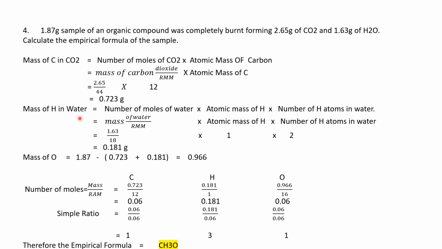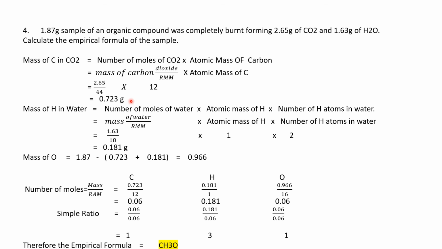Similarly, mass of hydrogen in water is equal to number of moles of water into atomic mass of hydrogen into number of hydrogen atoms in water. Number of moles of water is equal to mass of water divided by relative molecular mass, which is 1.63 divided by 18, into atomic mass 1. Number of hydrogen atoms in water is 2, which amounts to 0.181 grams.